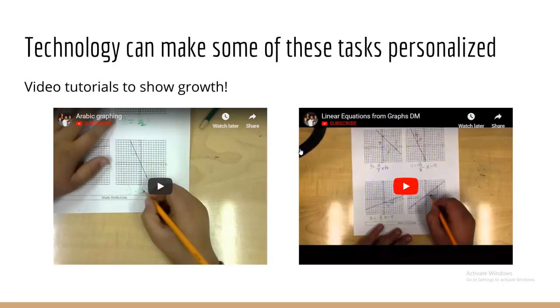Technology can also make some of these assessments personalized. You'll see in these video tutorials that I was having the kids create math tutorials, and some of them would start doing it in their home language. On the one on the left-hand side here, you'll see that the boy is doing it in Arabic. This was an intervention class at the 9th grade level, and I was having trouble being able to measure where the kids were. But once they started making their own tutorials in their home language, they really got into it, and through the tutorials I was actually able to see whether or not they were able to get it.